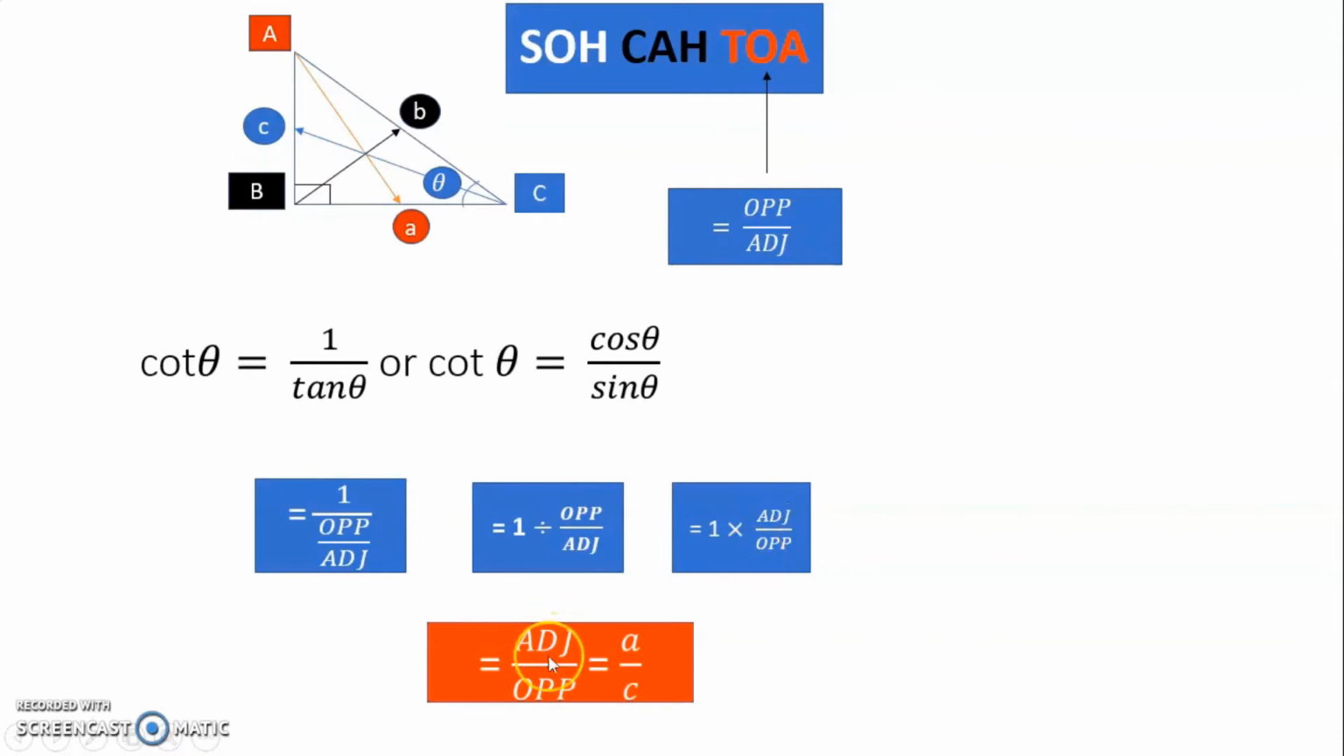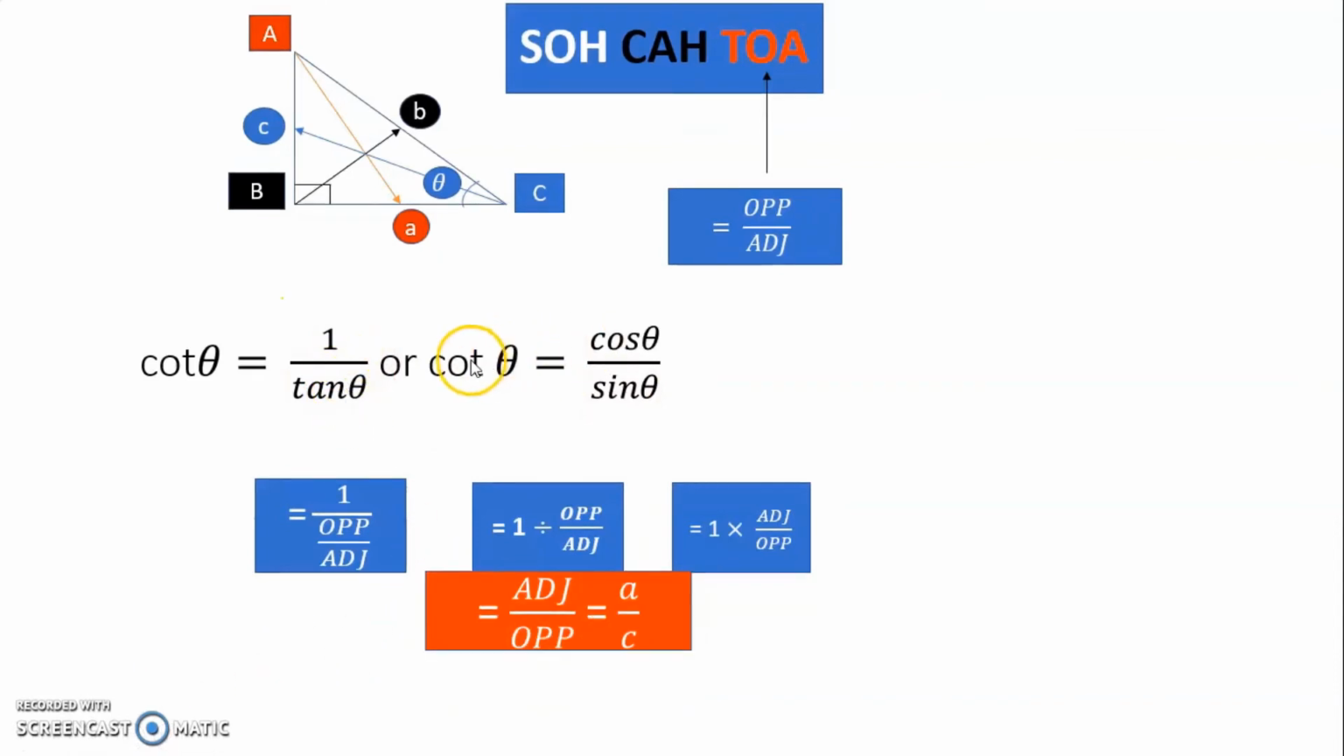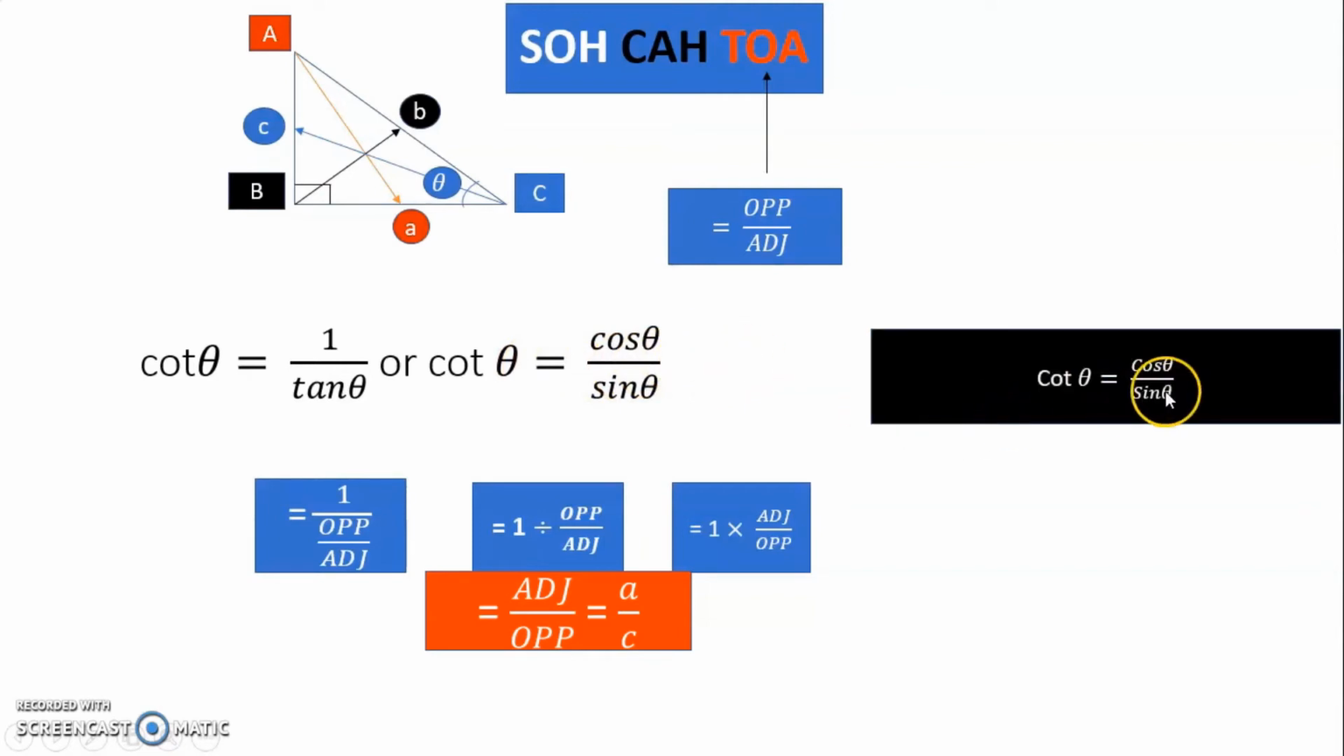And what's our adjacent over opposite based on this right angle triangle? It is A over C. So please take note that cot theta is the same as A over C. Now let us look at cos theta over sine theta. Let's see if cos theta over sine theta is the same thing as 1 over tan theta. We all know that cot theta is equal to cos theta over sine theta.